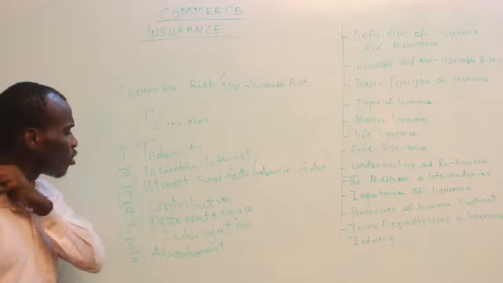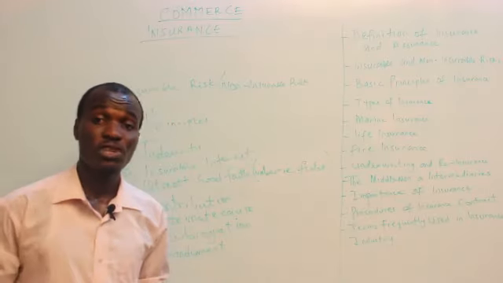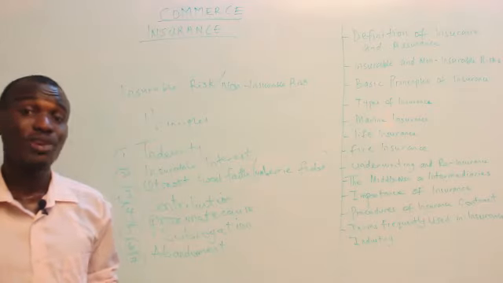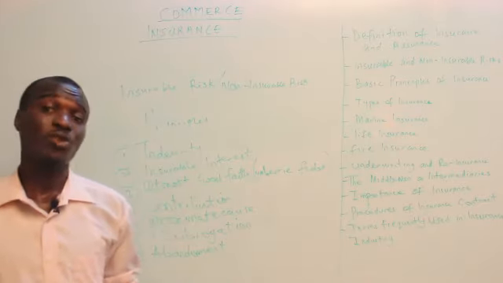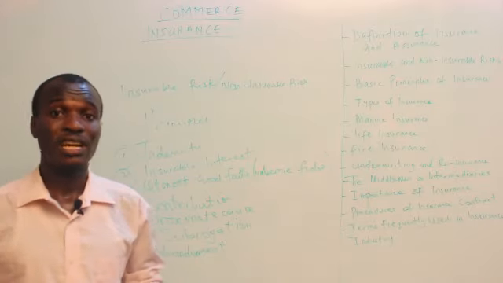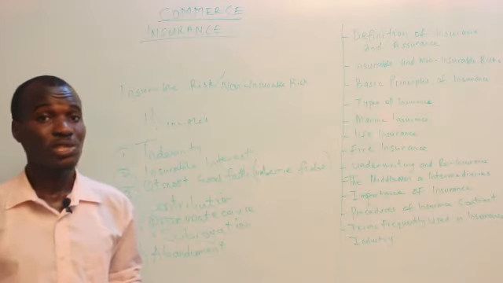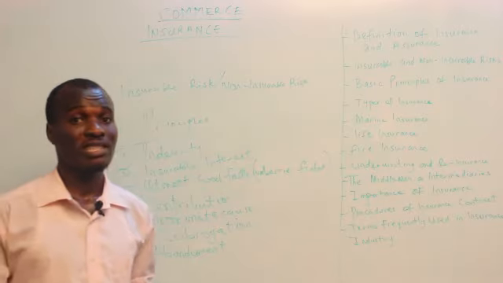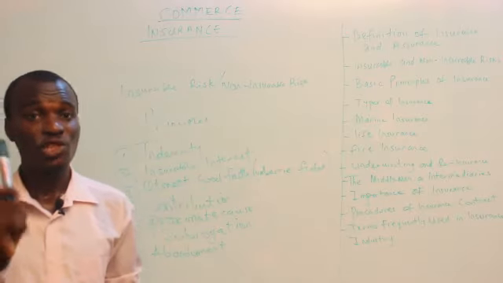Now the next one is contribution. This principle is telling us that if a single person makes many insurance policies with many insurance companies with regard to one property, or one insurable item, and the loss or liability arises, that person cannot claim compensation in full from each of these insurance companies.